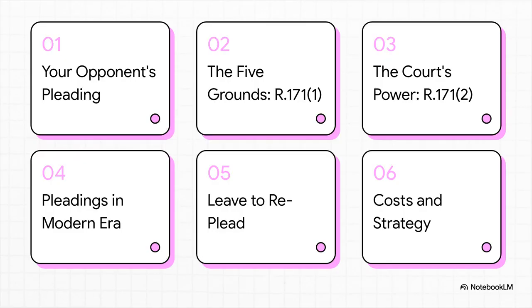So here's our game plan for today. First, we'll look at that bad pleading. Then we'll break down the 5 grounds under Rule 171, Subrule 1. We'll cover the court's power, the modern view of pleadings, what happens with leave to replead, and finally, we'll talk costs, jurisdiction, and strategy. Let's get into it.